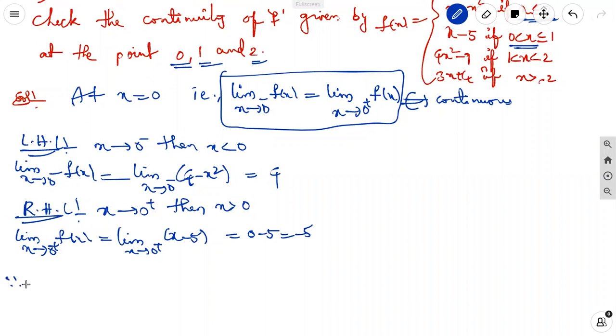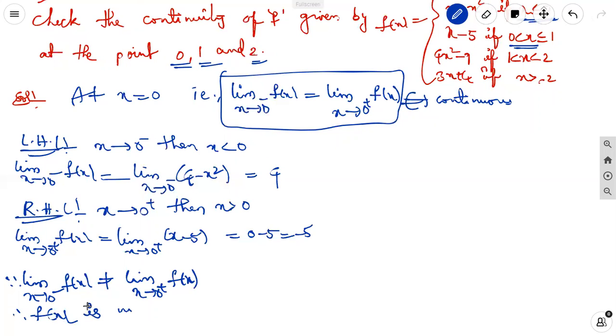Therefore, since limit x tends to 0 minus f of x is not equal to limit x tends to 0 plus f of x, both are not equal. Therefore, f of x is not continuous at x equal to 0. This first case is over. Next, we check at x equal to 1.